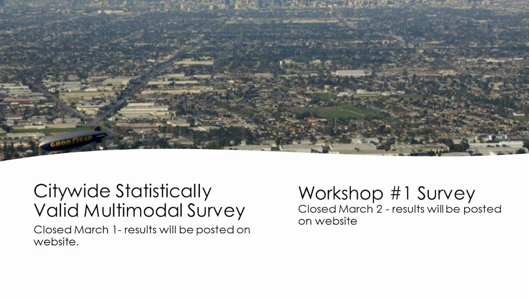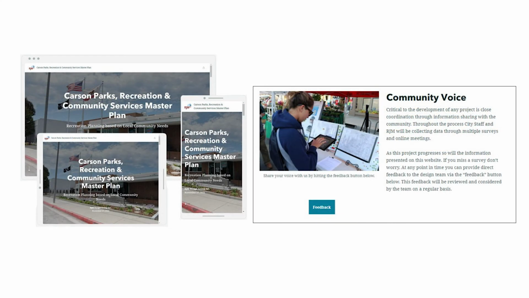At the time of this video, you can go on the carsonsurvey.com website and see some of the information we've collected. We've posted results from the citywide statistically valid multimodal survey, as well as Workshop 1 survey results. At any point in time, you can go to carsonsurvey.com and click on the feedback button, share additional information, as well as ask questions of the planning team. This creates that two-way dialogue where we can really hear the community's voice and respond throughout the process to make sure we're understanding everybody's desires for parks and recreation within the city.